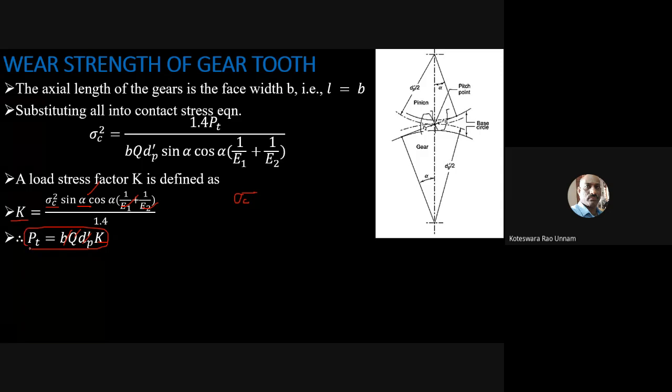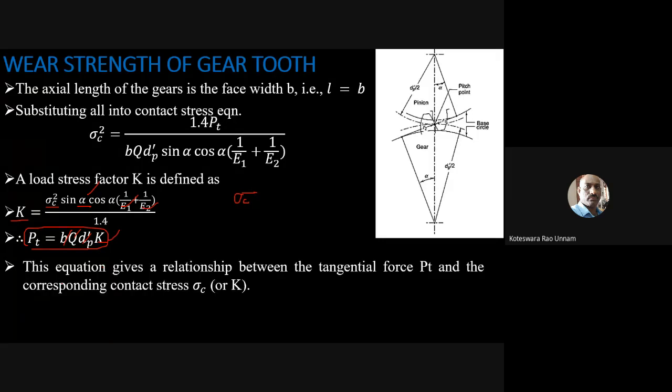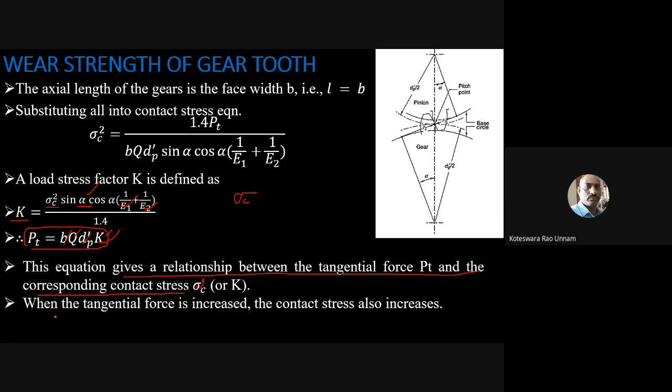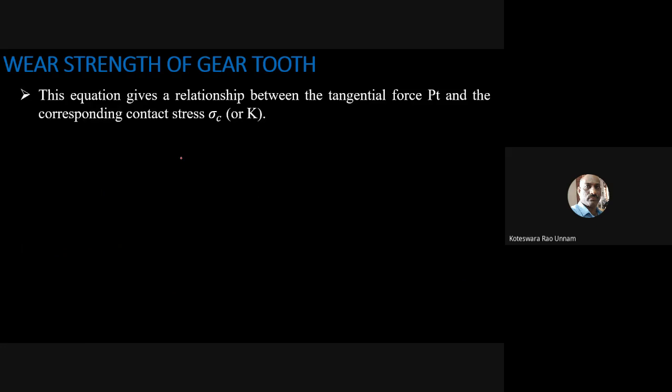Now this PT depends upon, see, for a given gear B, Q and dP, they are constants, only it depends upon K. The equation gives a relationship between the tangential force PT and the corresponding contact stress sigma C, or here in terms of K. If K increases, PT will increase, or if PT increases, K will increase. Therefore, when the tangential force increases, the contact stress will also increase. So this equation gives you a relationship between the tangential force and the corresponding contact stress.